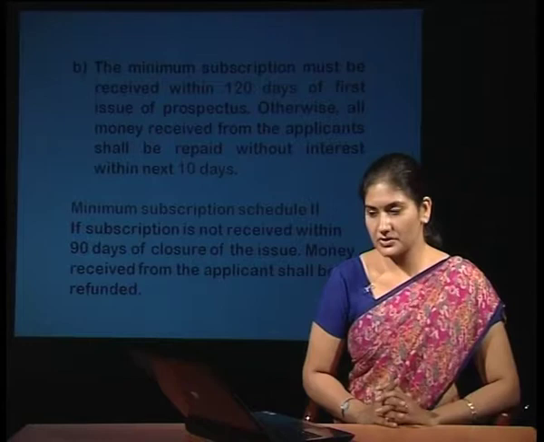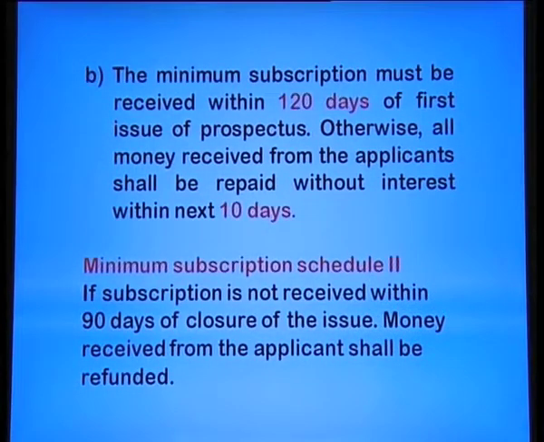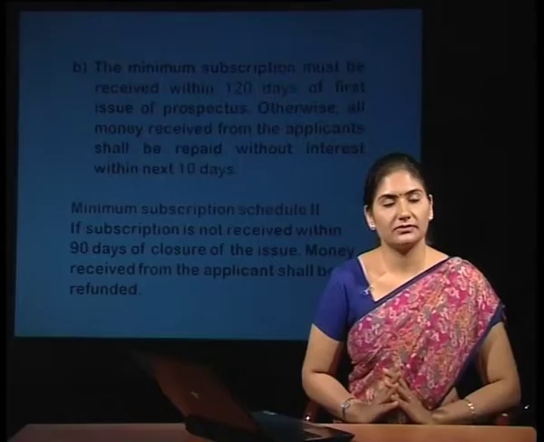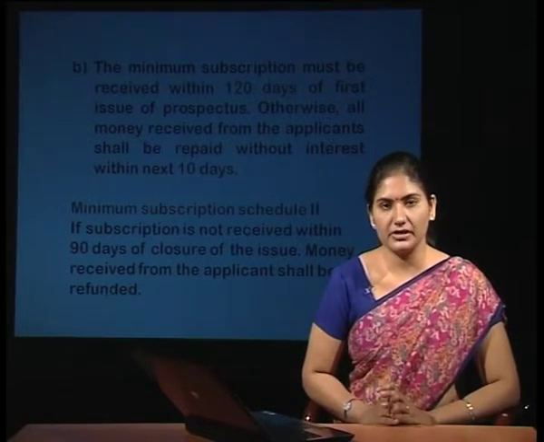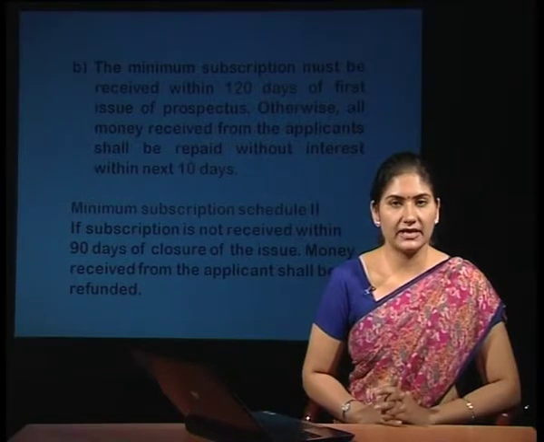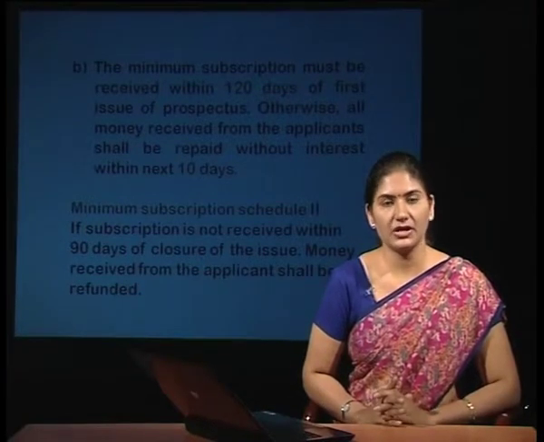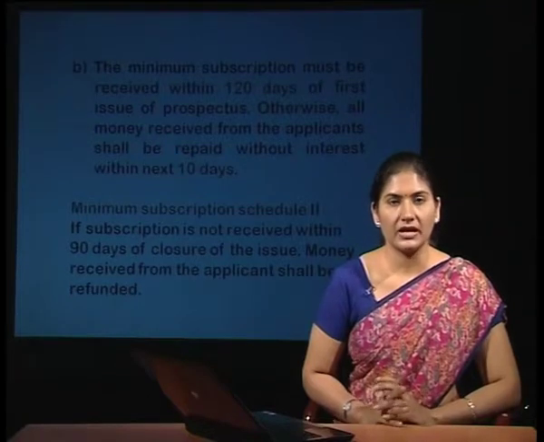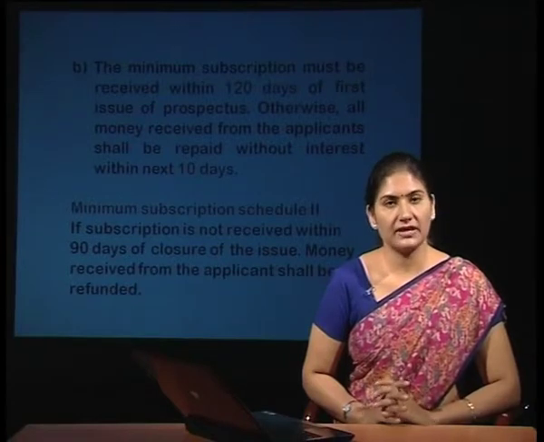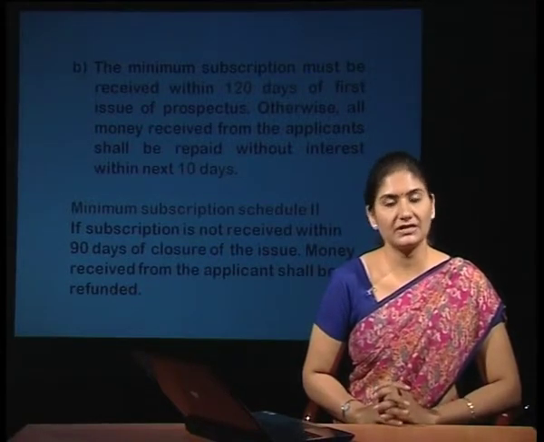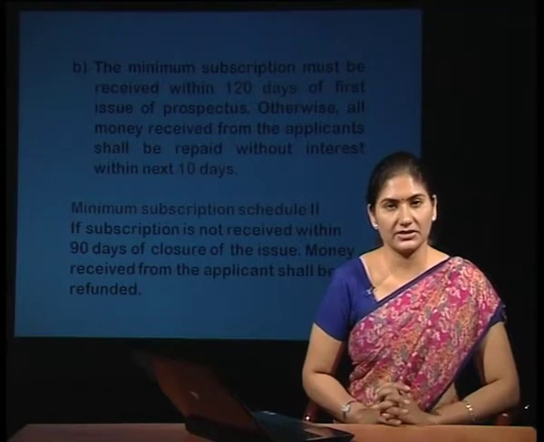The minimum subscription must be received within 120 days of the first issue of prospectus. Otherwise, all money received from the applicants shall be repaid without interest within the next 10 days. In case the company has failed to obtain the minimum subscription, then it shall be liable to return and refund the entire money received on application within the period of 120 days. It also gets extra 10 days to refund the money without interest, but after the expiry of 120 plus 10 days, interest shall be levied on such an amount.